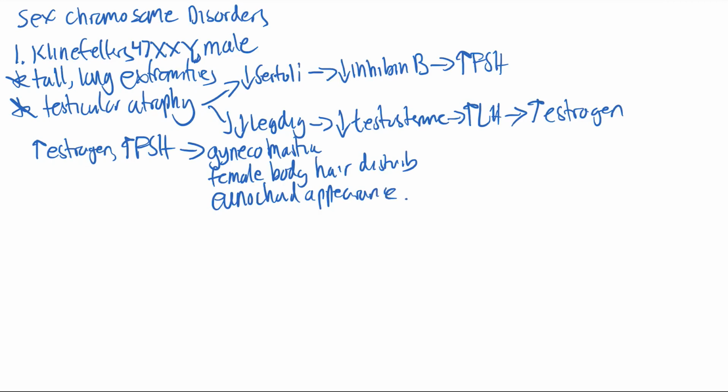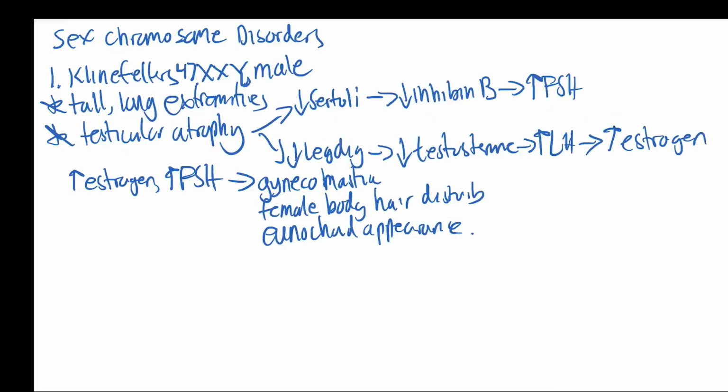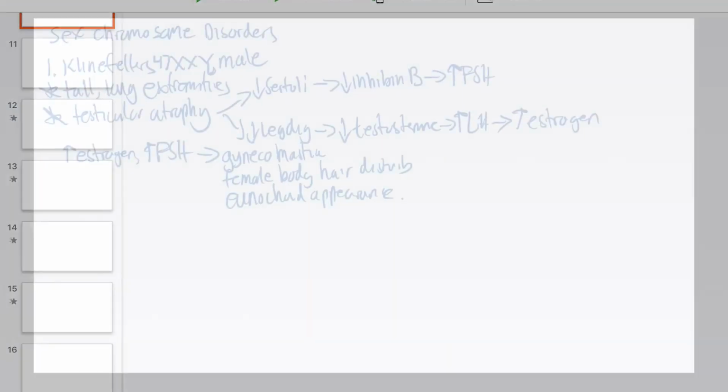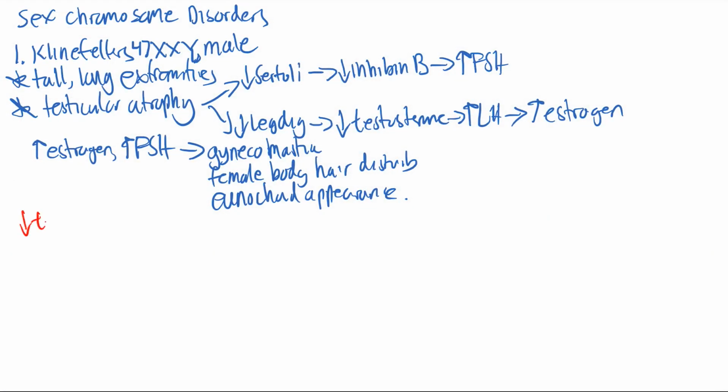And finally, because there's decreased testicular function, there's decreased testosterone. Let's go back. So decreased testosterone leads to decreased sperm production, so you get infertility. And I think this would be the third feature, but this is going to be a common feature among all the sex chromosomal disorders. So now let's go to Turner syndrome.